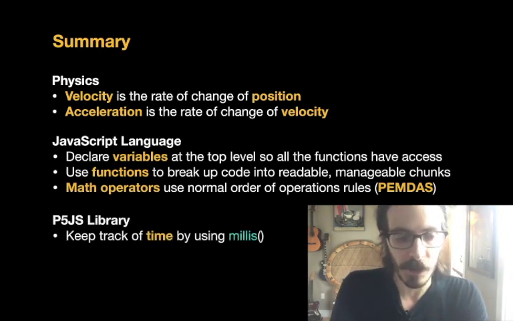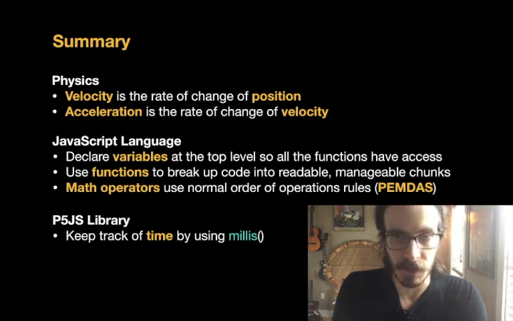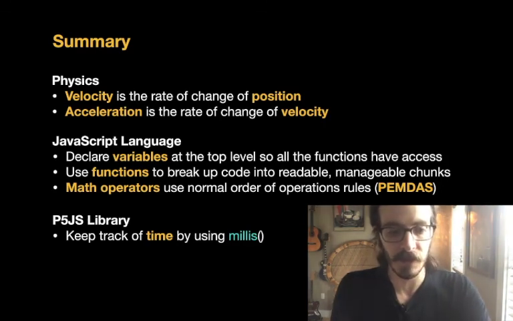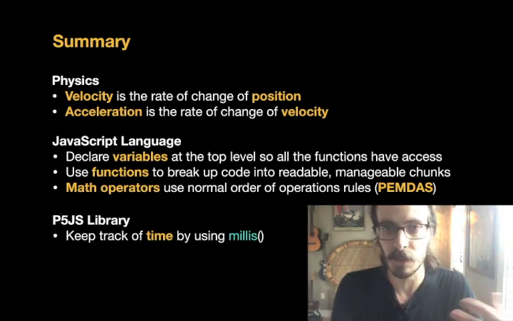And then finally, we learned a really useful piece of the P5JS library that we can use anytime we need to be keeping track of time, like simulating physics. We know we could use the millis function to give us the number of milliseconds that have elapsed since the program started running. And that'll be it for this video.